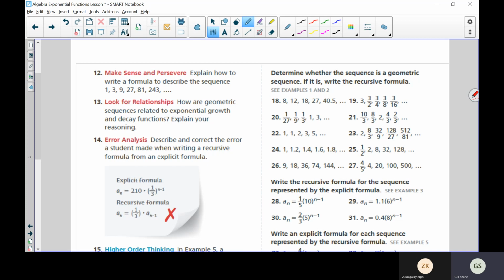You need to be able to take a sequence of numbers, and you need to be able to do 3 things. 1, tell me whether or not it's geometric. How would we do that? We did that just the other day. We'd have to find out, is there a pattern, and does that pattern work, multiplication, all the way through? How would we do that?